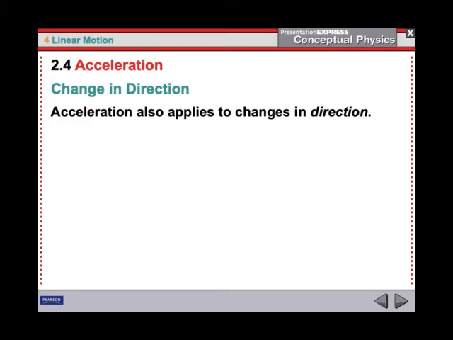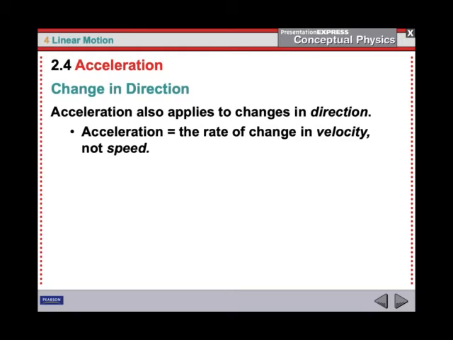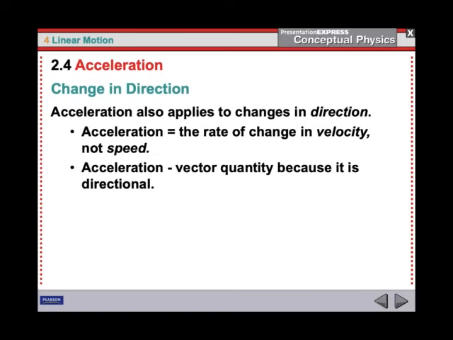So let's talk about this change in direction. Acceleration also applies to a change in direction. Acceleration is the rate of change in velocity, not the rate of change in speed. Now remember, velocity is a vector quantity, which means direction matters. So if velocity is in the formula for acceleration, and velocity is a vector quantity, that means acceleration is a vector quantity as well. So changes in direction affect it as well. So acceleration is a vector because it's directional.